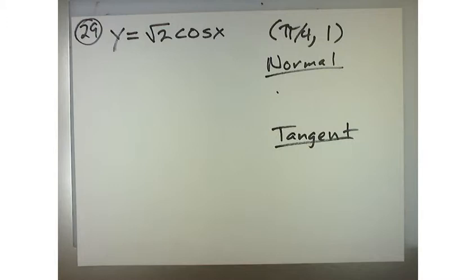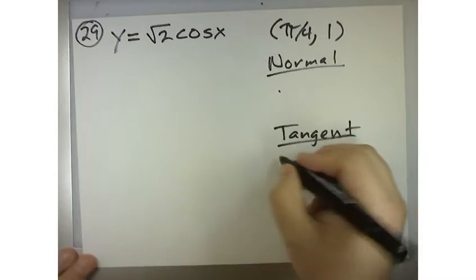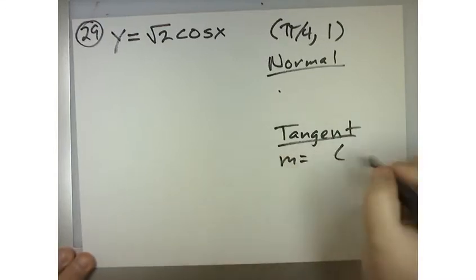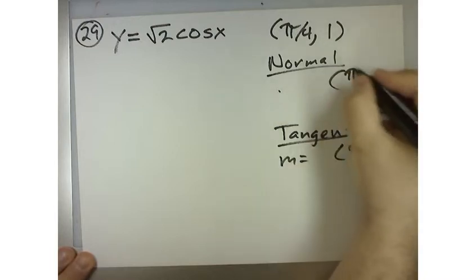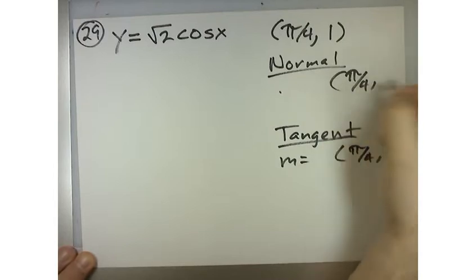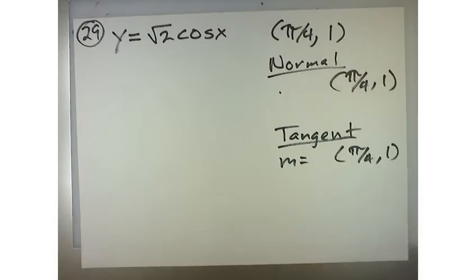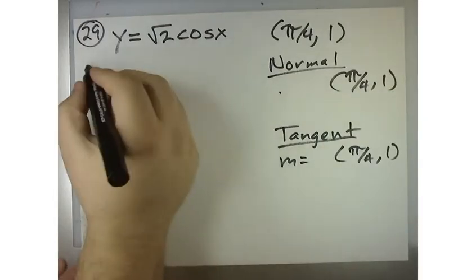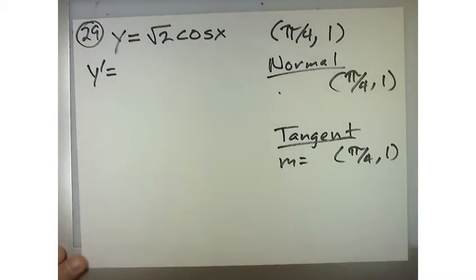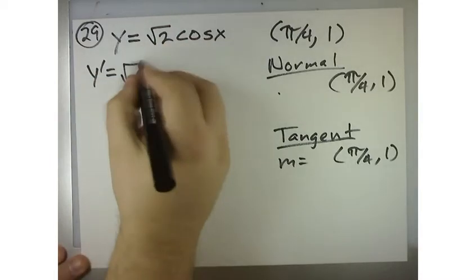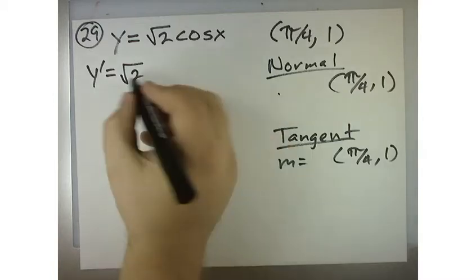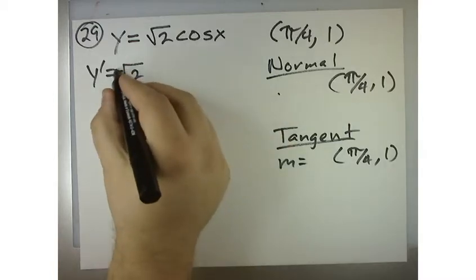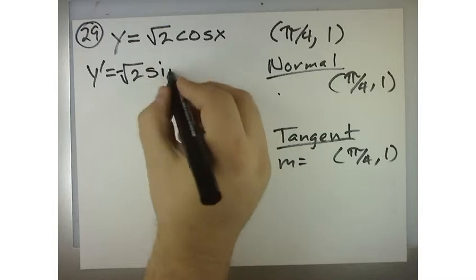How do I find the tangent? Well, anytime I write the equation of a line, I need the slope and I need a point. I know the point because they gave us the point, but what do I need to find? I need to find the slope, which is y prime, right? So the square root of 2 comes to the front. What's the derivative of cosine of x? Negative sine of x. So I'm going to toss the negative to the front, and I'm going to say negative root 2 sine of x.